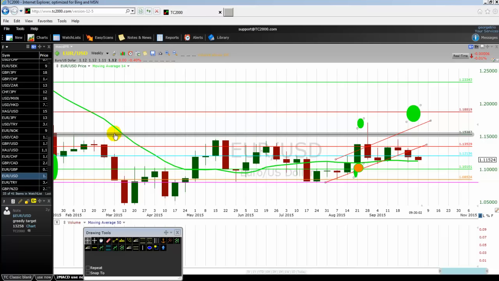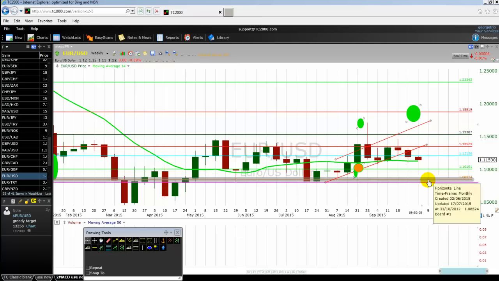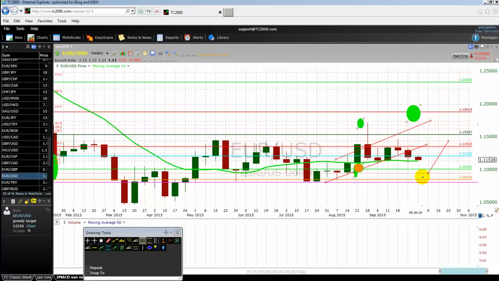Now because this is a horizontal channel, the red line and the orange line here, the price is now somewhere near the median line of the channel. I'm going to use Fibonacci retracement.